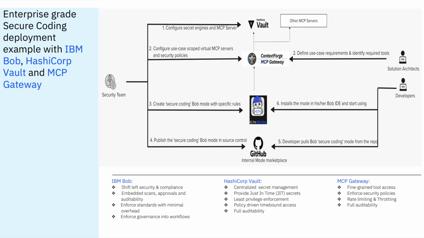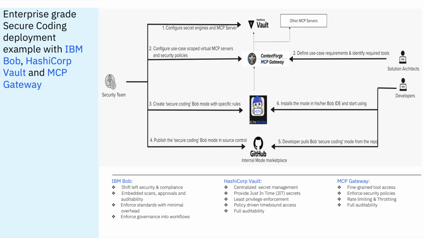The process begins with the security team, which configures secret engines and access policies in Vault and defines use case scoped virtual MCP servers in MCP Gateway in coordination with the solution architects. These virtual MCP servers expose only the approved Vault tools required for specific development scenarios, ensuring least privilege and preventing risky operations.